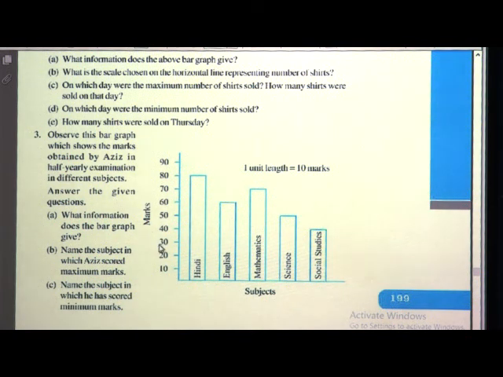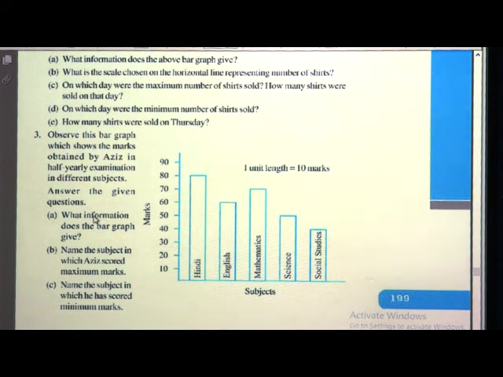So now we will read the bar graph and we will come to know about the marks scored in each subject by Aziz. In Hindi he scored 85 marks, in English he scored 60 marks, in mathematics he scored 70 marks, in science he scored 50 marks and in social studies he scored 40 marks, okay. So this was his score.